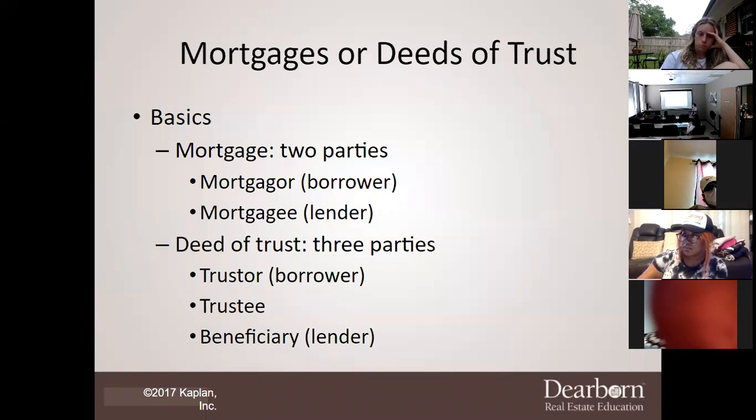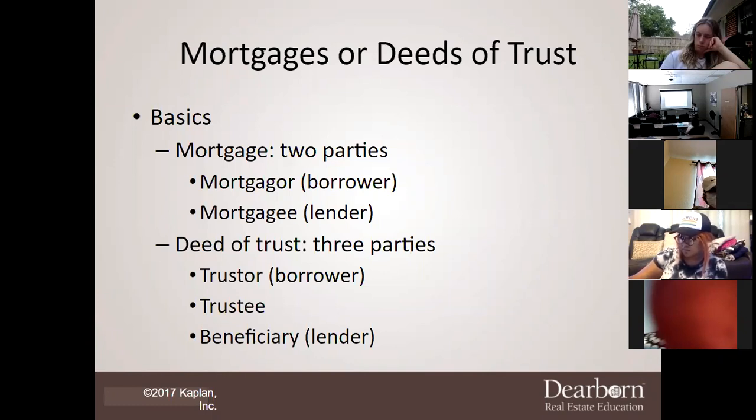All right, mortgages or deeds of trust. We'll go into it a little bit. I think we go into a little more detail later. But these are the basics. Mortgage, this is actually not used in Texas. In Texas, we are a deed of trust state. We don't use the mortgage.